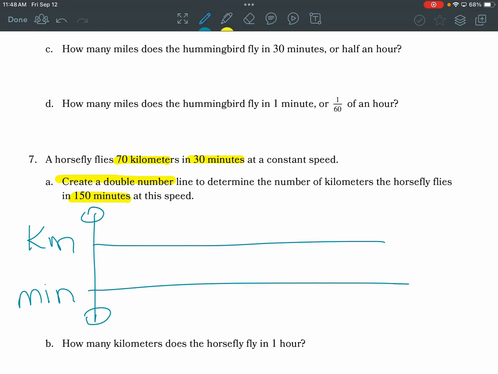What am I counting by on kilometers? 70. What am I counting by on minutes? 30. Stop at 150 minutes.